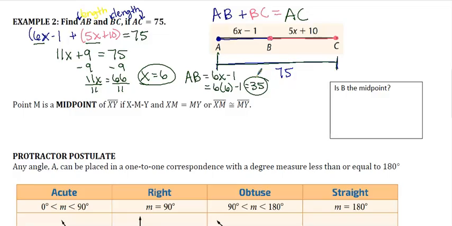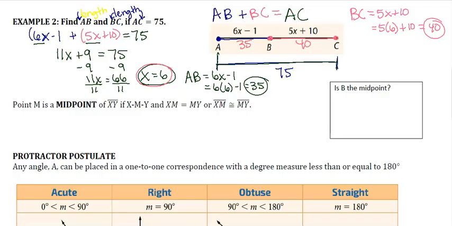35. And I guess I should have done that in blue. Sorry, I didn't quite color coordinate. I will do BC. So the length of BC is equal to 5x plus 10. So it's going to be 5 times 6, because that's what we found out x equaled, plus 10. So 5 times 6 is 30, plus 10 is 40. So BC is equal to 40. And you can always check, right? If this is 35 and this is 40, is 35 plus 40 equal to 75? Yes, indeed it is. So you know you did it right.